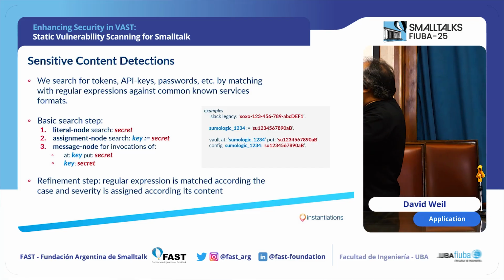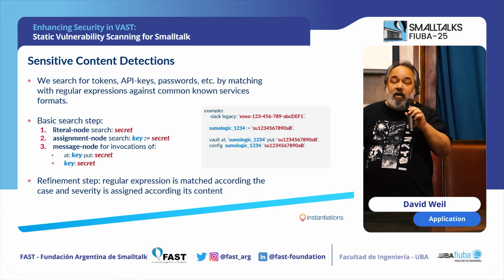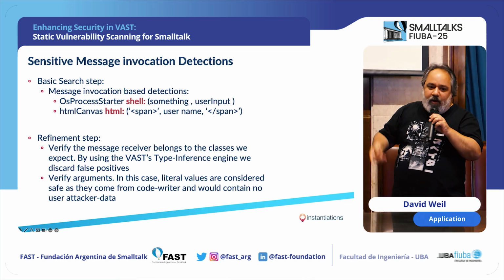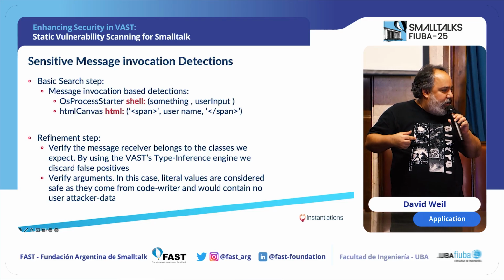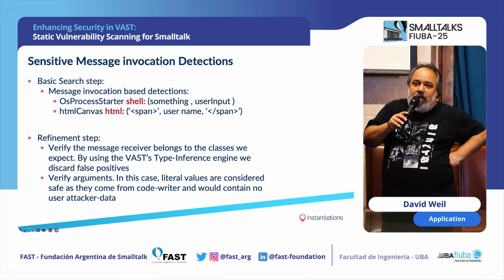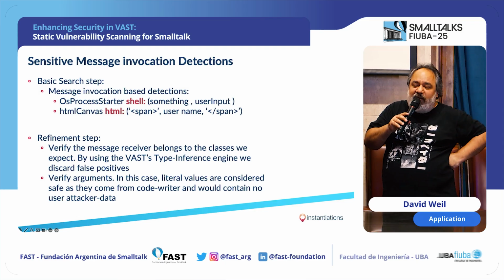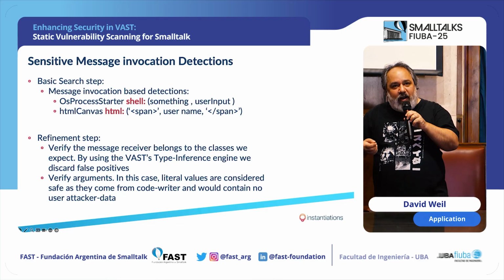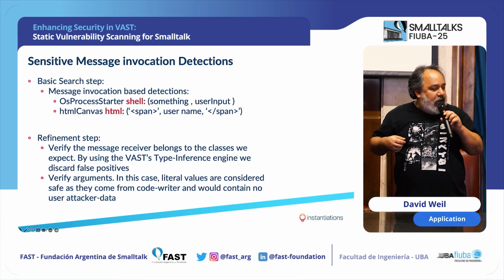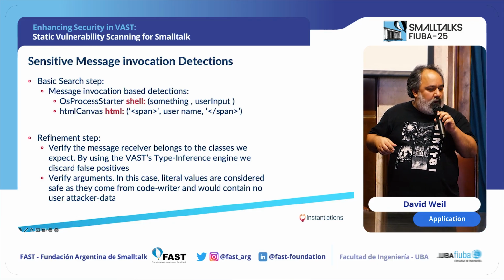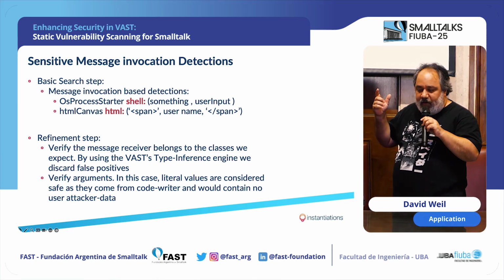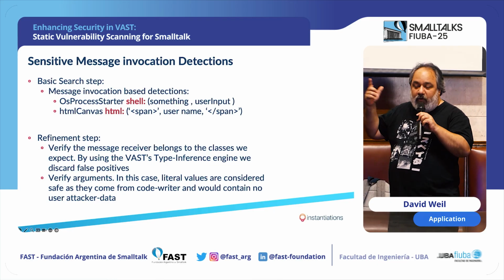After the content detections, we have what we call sensitive message invocations, which are invocations of messages which may invoke what can be an insecure method, maybe to prepare an SQL statement or to create HTML, which may lead into a cross-site scripting issue. In those cases, the static analyzer looks up a method invocation.